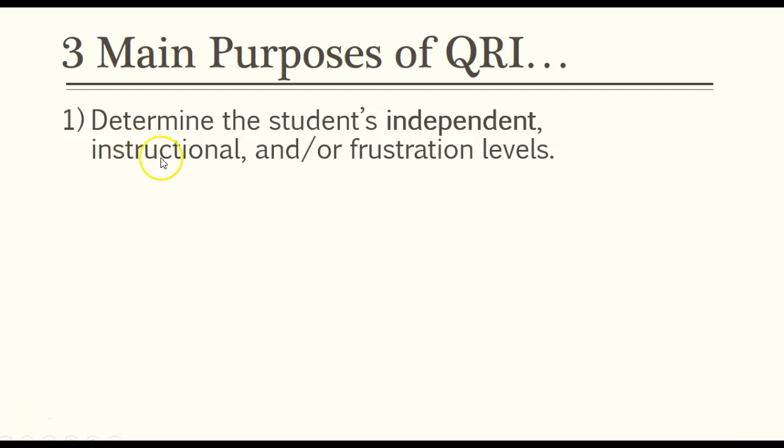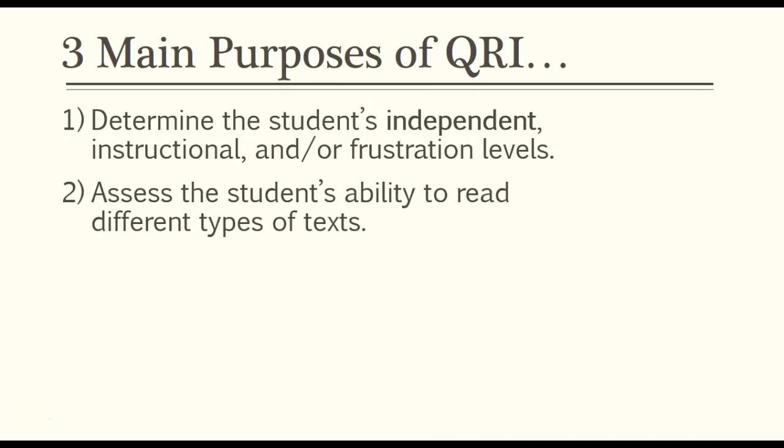The instructional level is really important because that's where we're going to be teaching them. It's their zone of proximal development. And then frustration level is going to be the level below their instructional level. We want to avoid putting them in frustration level text because that's going to lead to negative self-perceptions and negative views of reading.